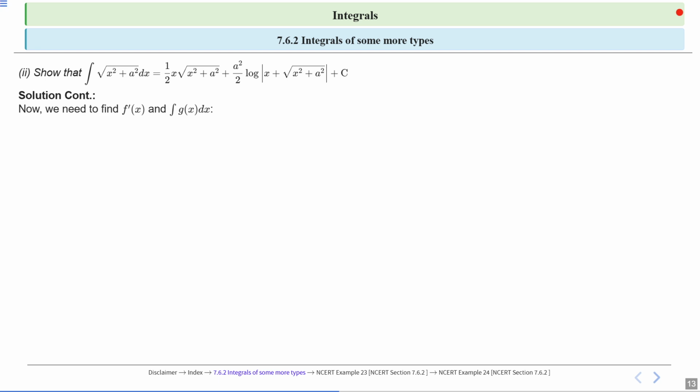Now we need to find the differentiation of f(x) and the integration of g(x). So calculate f'(x). To calculate f'(x), we differentiate the function f with respect to x. So d/dx of root under x square plus a square.